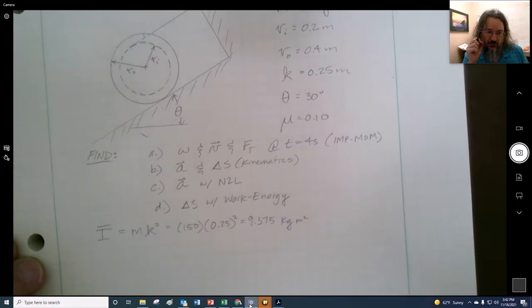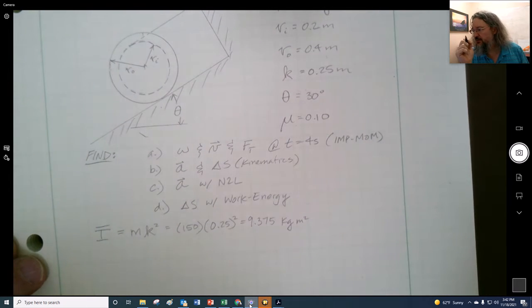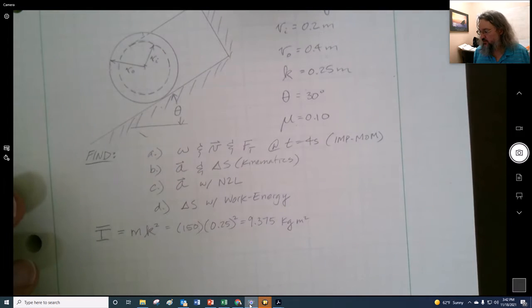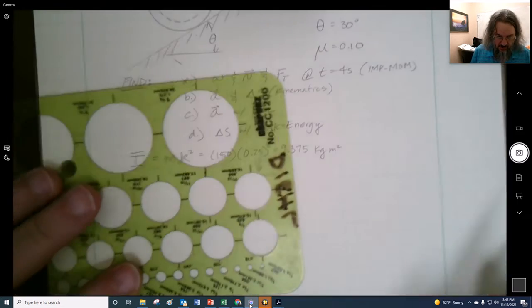Other things I might want to do, I do want to have some type of relationship for kinematics. It is slipping, so we have to be careful right there. It is slipping and translating. I don't think we can necessarily make any kind of judgment about the kinematics here. So I think the best thing for me to do is to draw an impulse and momentum diagram.